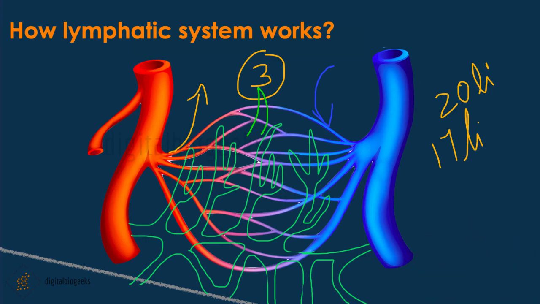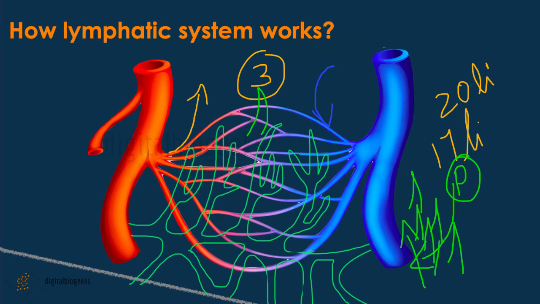The lymphatic capillaries are lined with endothelial cells. They are highly permeable. When the pressure in the interstitial fluid is high, these cells open and allow the fluid to get inside the capillaries. Once the fluid is inside the capillaries, the pressure inside goes up and then the cells get sealed to prevent the backflow of the fluid. Once the fluid is inside the capillaries, it is known as lymph.